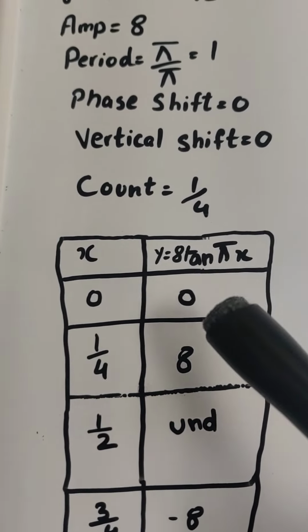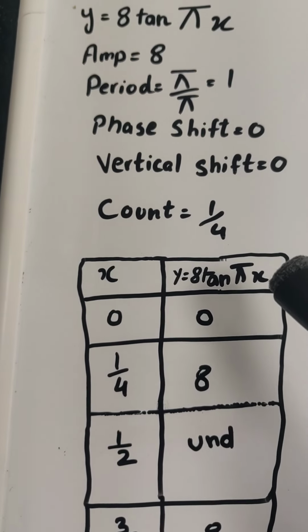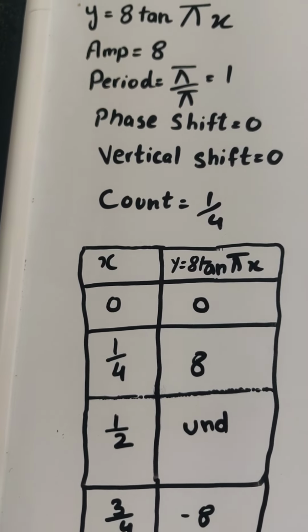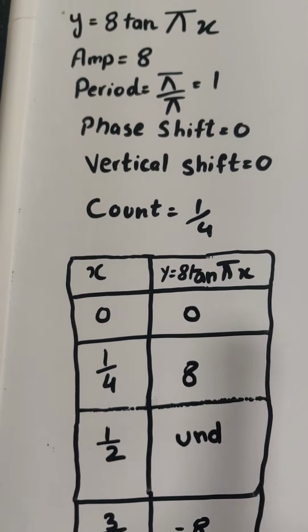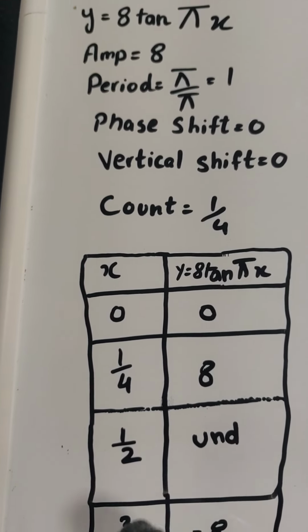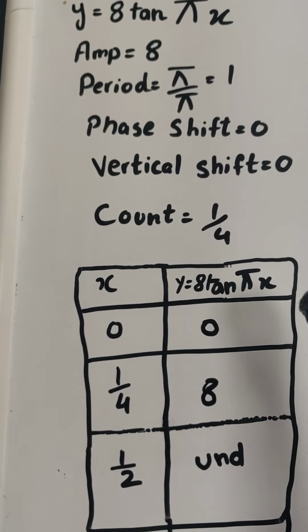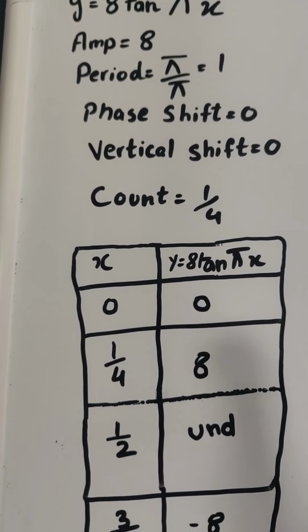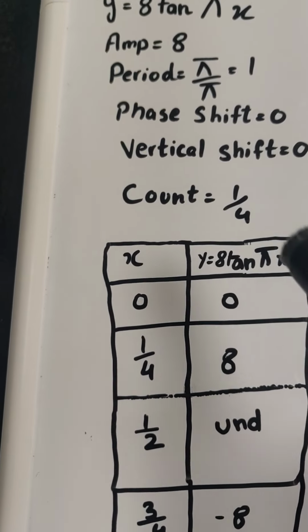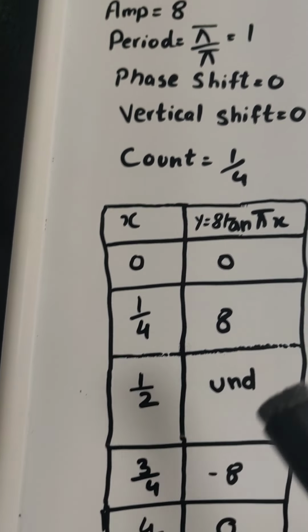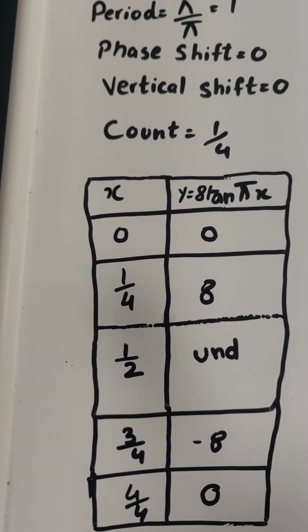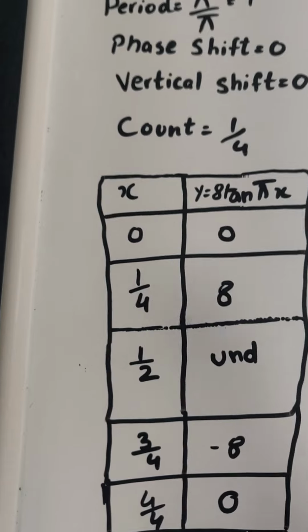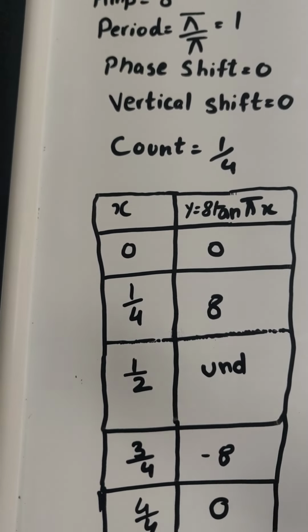Here at 0, if we put the 0 value in, we know tan of 0 is 0, because the sine value is 0 at 0, and 0 divided by anything is 0. Then we go to 1 by 4. Tan of π by 4 is 1 divided by 1, which is 1, but we have 8 there, so we multiply 1 by 8. It is 8. What is tan at 1 by 2? 8 tan π by 2. We know at π by 2 the sine value is 1, but the cos value is 0. So 1 divided by 0 is undefined.